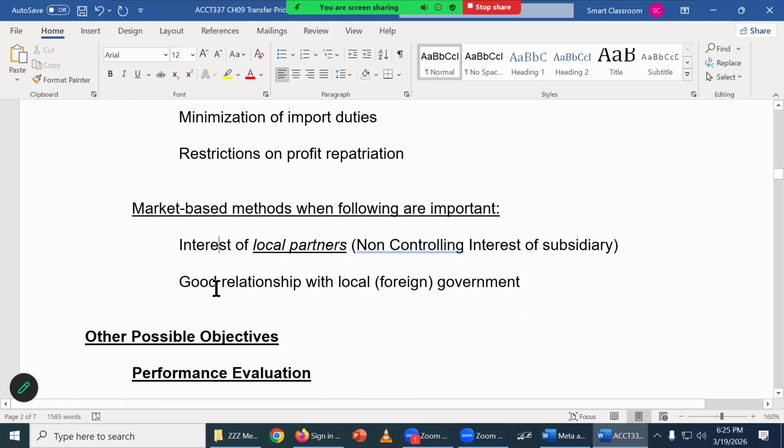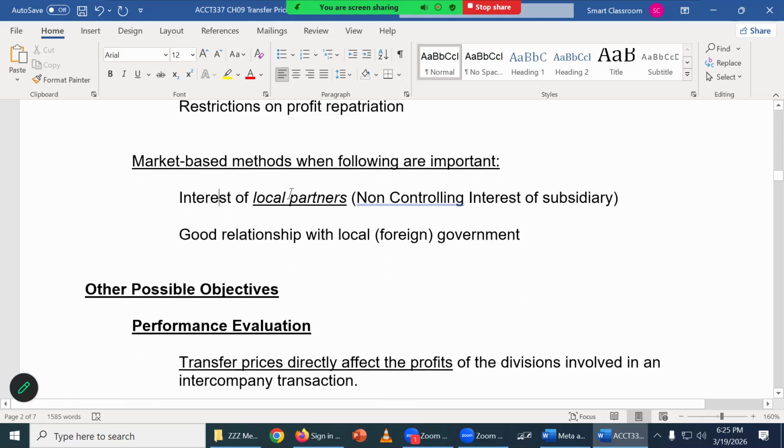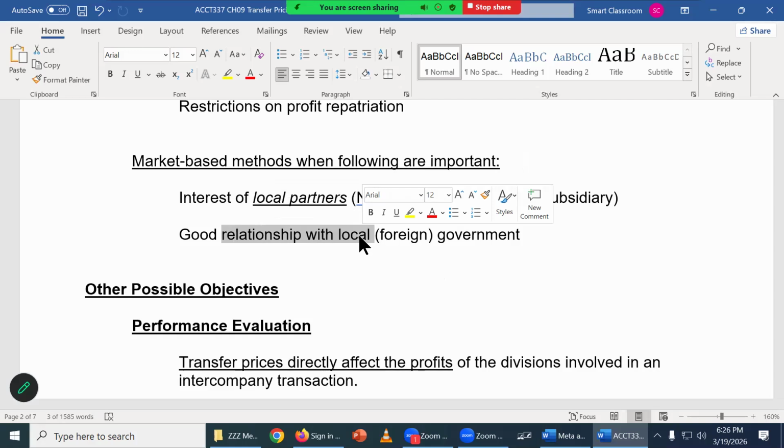Market-based methods. If you don't have a controlling interest and you have local partners, or even if you do have a controlling interest and you have local partners, then the market-based ones are probably going to be the ones you want to do. Those are the best arm's length transactions you can have.